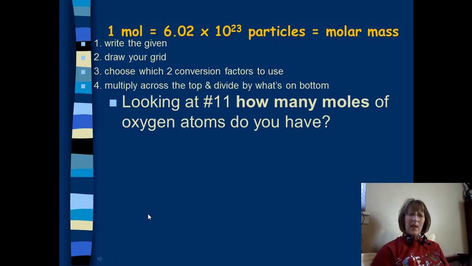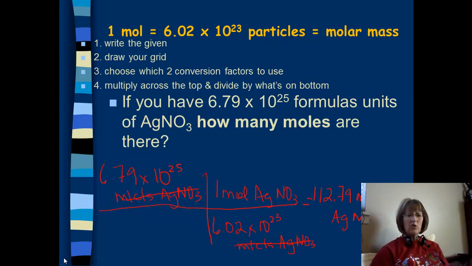Looking at number 11, how many moles of oxygen atoms do you have? Well, let's go back and look at number 11. Just the oxygen atoms. If we have 112 moles of the whole thing, silver nitrate, notice within that, don't we have 3 of those for every 1 unit that we have? It's kind of like saying if we have 1 mole of this, we'll have 3 moles of oxygen within it. Again, if we have 1 sandwich, we could have 2 pieces of bread in there. Okay? So same kind of thing.